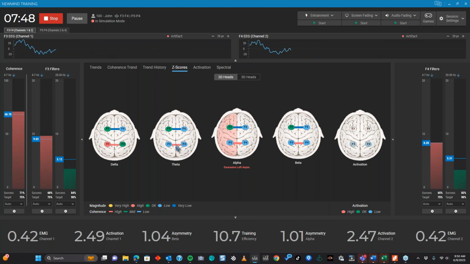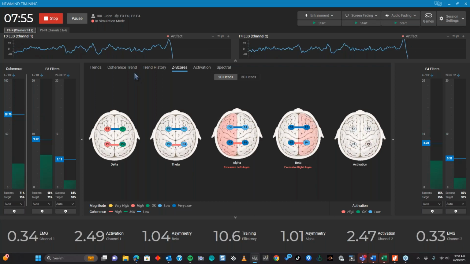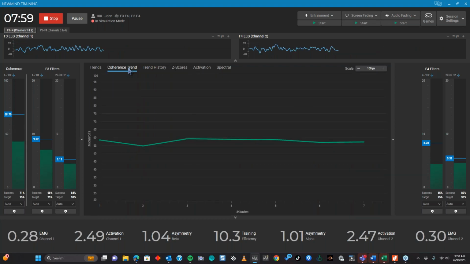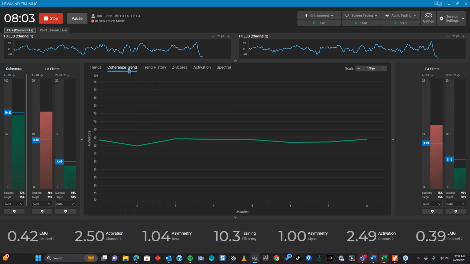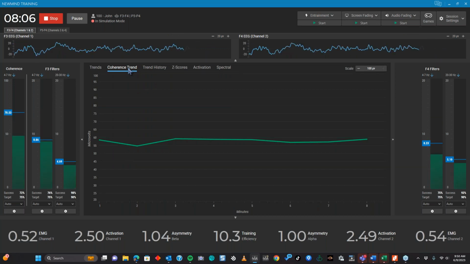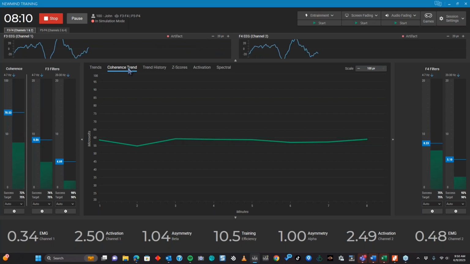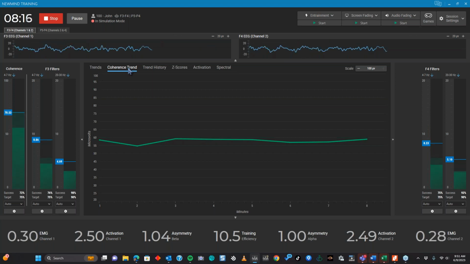And then also for trackability, you do have a single trend line for coherence. So you guys can be following that as well, to see if this protocol is actually affecting the coherence over time. So just different ways of utilizing your software to look for changes in your clients.